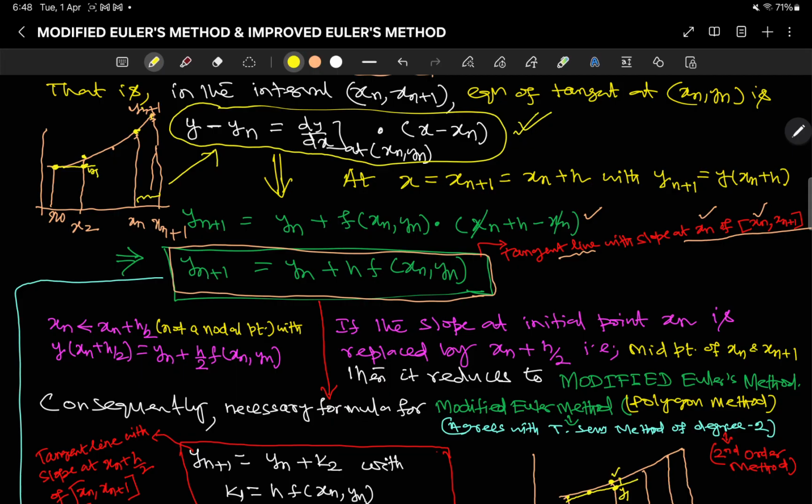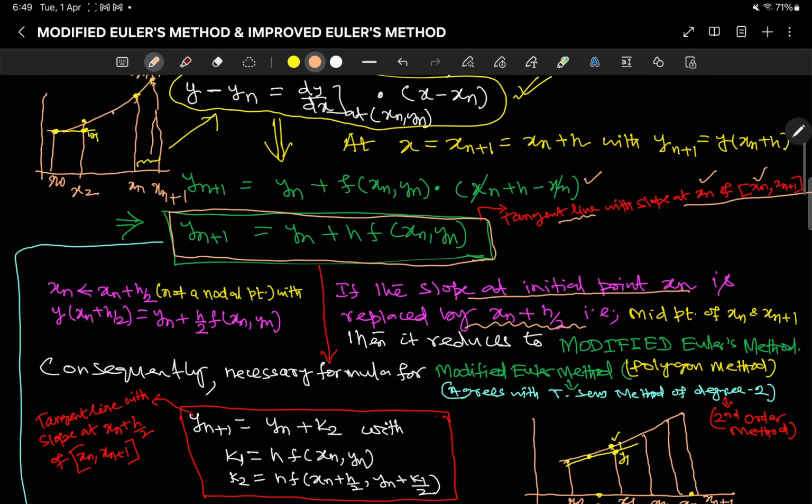So here the slope of the tangent at the initial point is replaced by the slope at the midpoint. This method is called the modified Euler's method. In fact, you see, if you are considering this, this is a polygon here, and this is the first side of the polygon. That's why this modified Euler's method is also sometimes called the polygon method.